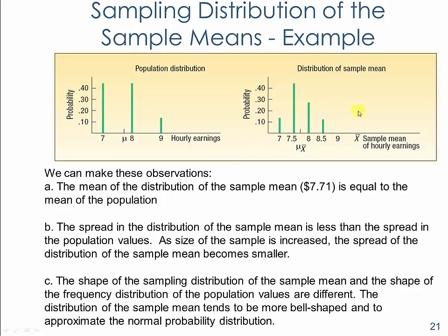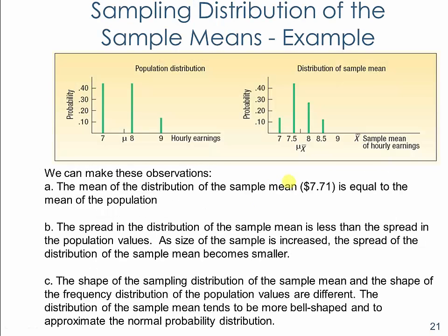So the more we have in our sample set, the lower the spread of the data. And then the shape of the sampling distribution of the sample mean, again over here, and the shape of the frequency distribution of the population values over here are different. The distribution of the sample mean tends to be more bell-shaped and to approximate the normal distribution. We'll also find out that as this gets larger, it gets even closer toward the bell-shaped curve, approximating the normal distribution.